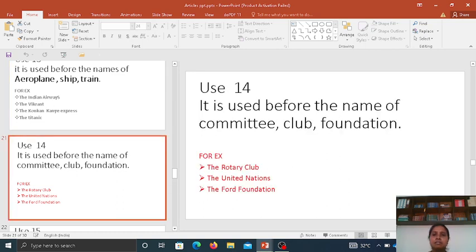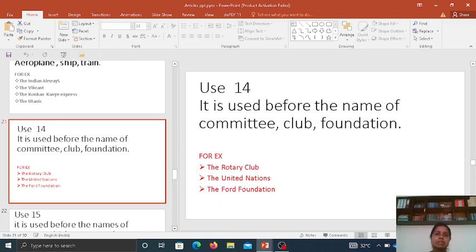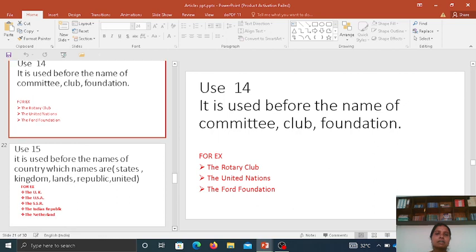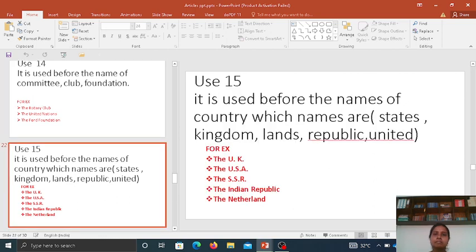Use number 14. It is used before the names of committee, club, foundations. For examples, the Rotary Club, the United Nations, the Ford Foundations. Then use of number 15.